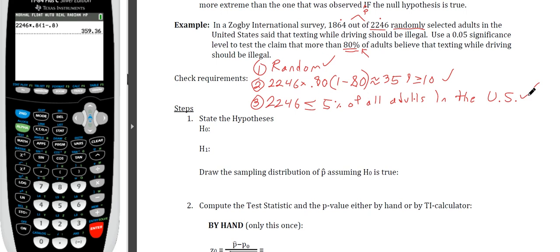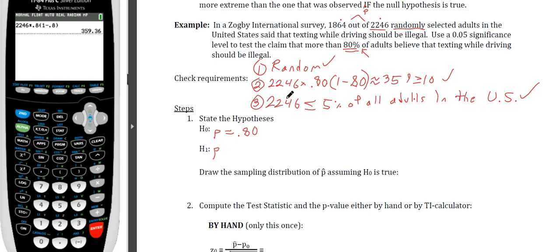So that's all good. All right. All three conditions are met. Now we can set up our hypotheses. The null hypothesis is, in this case, we're testing P, and the null hypothesis is that it is equal to the assumed 0.80. That's 80% of adult Americans believe that texting while driving should be illegal.